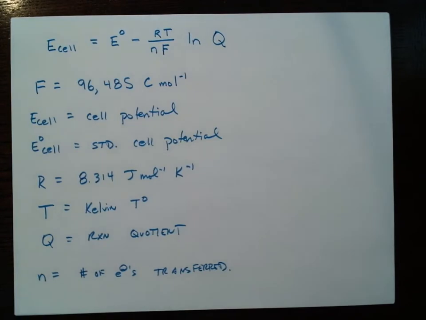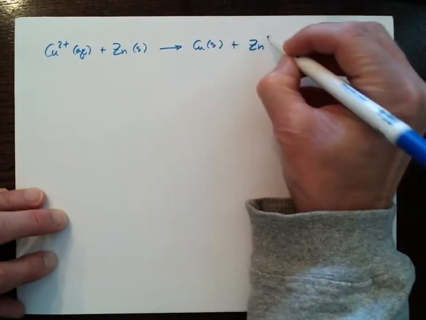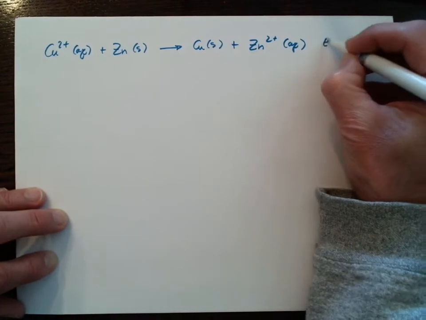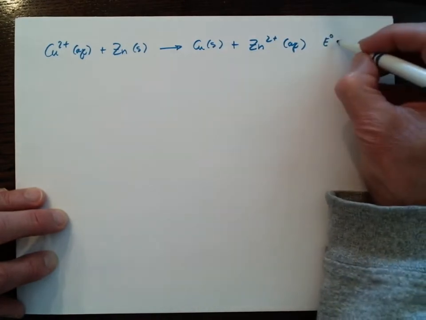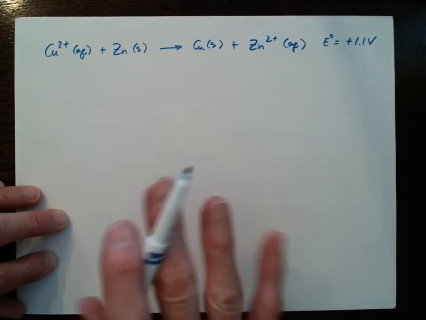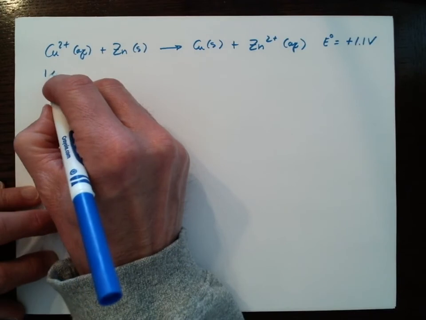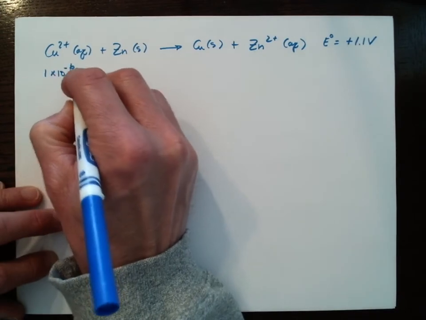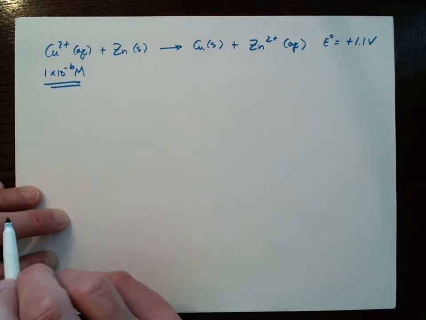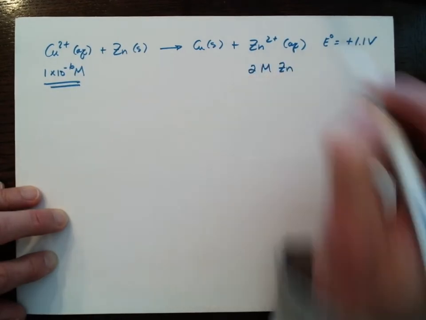All right, let's see this used in action. Let's say we have this equation. And we've already looked at the standard cell potential. We've calculated that for this. It's a positive 1.1 volts. Let's say that in our reaction, I only have, say, 1 times 10 to the negative 6th molar copper 2, and I have, we'll say, 2 molar zinc.